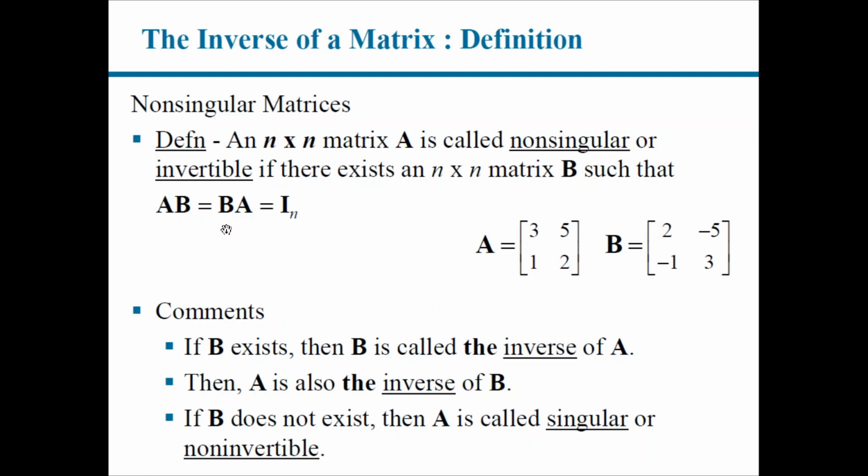Now the inverse is unique, which means that if B is the inverse of A, then A is the inverse of B. So that's what we have here. Here we have two matrices, A and B. If we do A times B, we get identity 2 by 2. If we do B times A, we get identity 2 by 2. So what we say is that matrix A is invertible, its inverse is B, and it's the unique inverse.